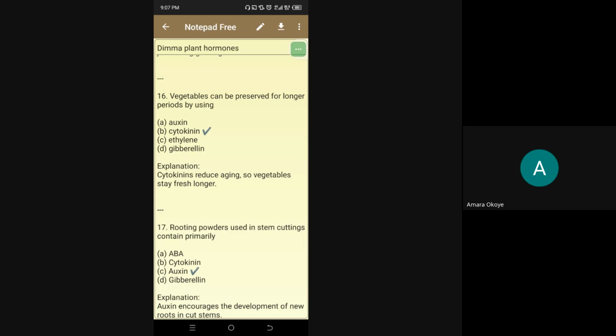Natural something. No. Synthetic is not natural. Synthetic is man-made. You understand?